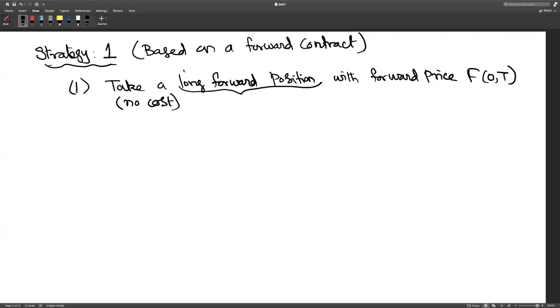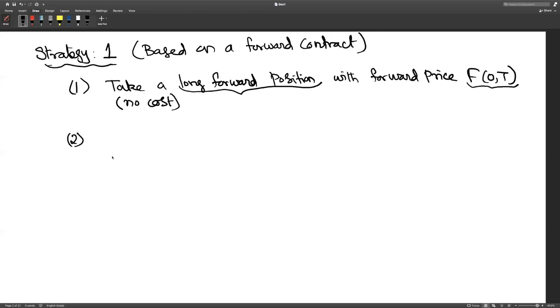Again, I'll repeat, what is meant by a long forward position? It means there is an underlying asset and you are going to a forward market and buying a contract in which you say that you will buy 1 unit of that asset at time capital T and at the price given by this value. That's a long position. That is the first part of your strategy.